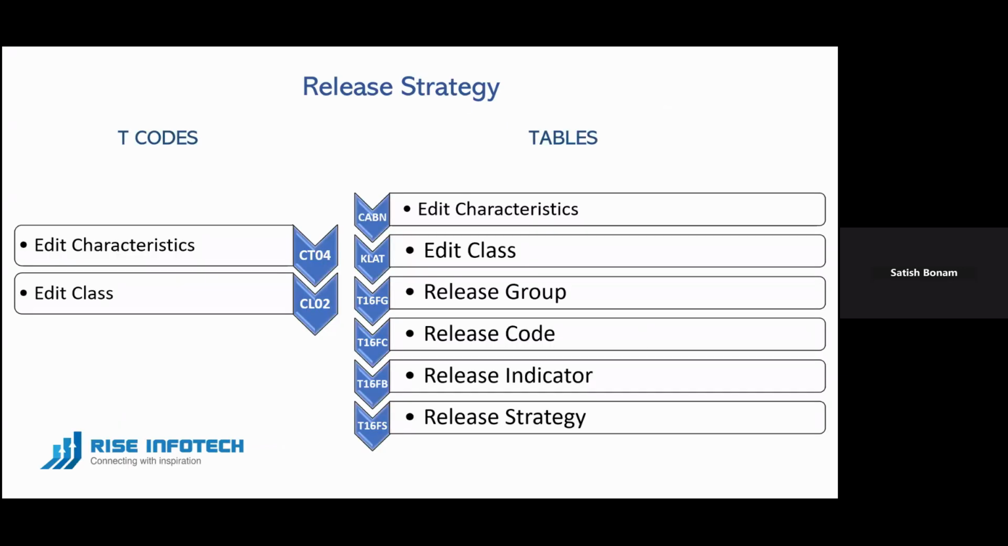And these are the T codes and tables which we use to configure. For edit characteristics, the T code is CT04, and for edit class the T code is CL02. And these are the tables: for edit characteristics CABN, edit class KLAH, release group T16FG, release code T16FC, release indicator T16FB, and release strategy T16FS.